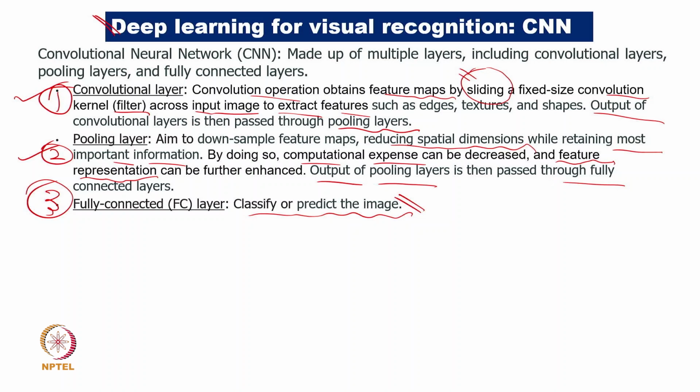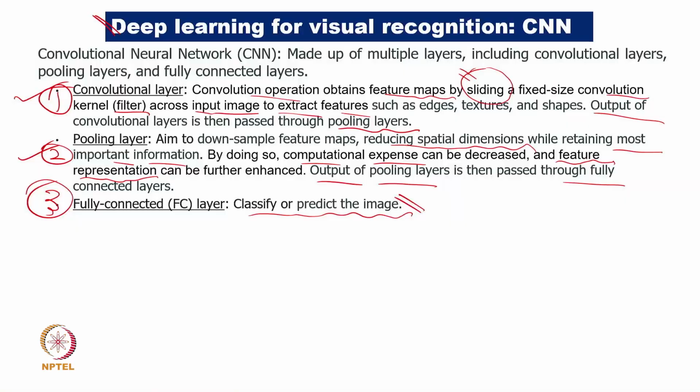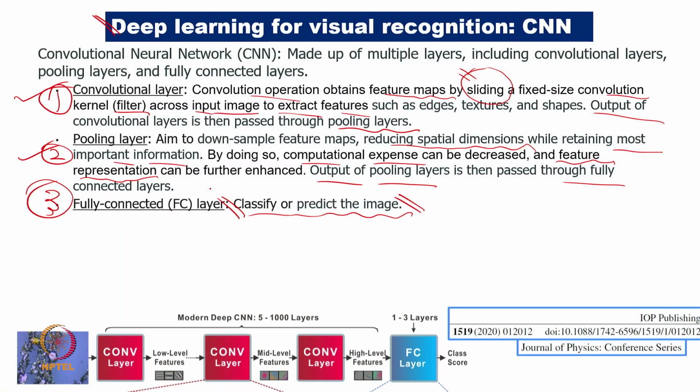So in this case, particularly, the output of the pooling layer will be passed to the fully connected layers. As I mentioned earlier, the fully connected layer is the same thing that we have done earlier in ANN. It basically classifies or predicts the images.